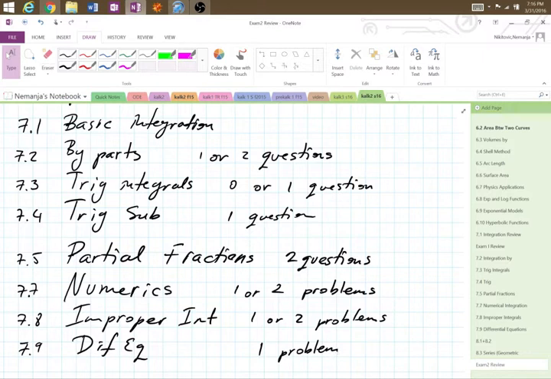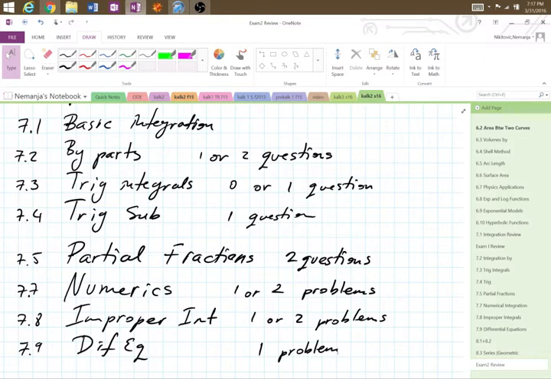So for by parts, you are looking into x times e to the x, x squared times e to the x, e to the x times sine x, right? So that kind of stuff, or sine 2x, sine 3x, whatever.